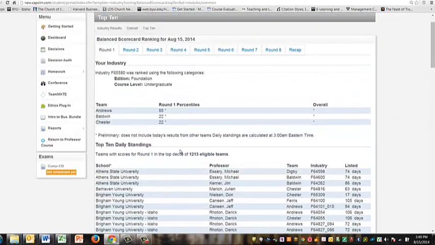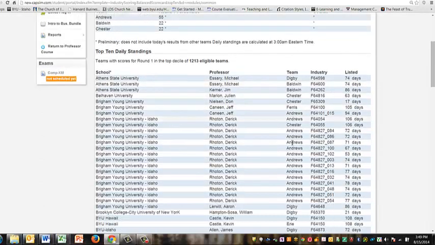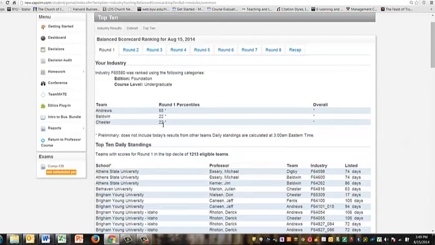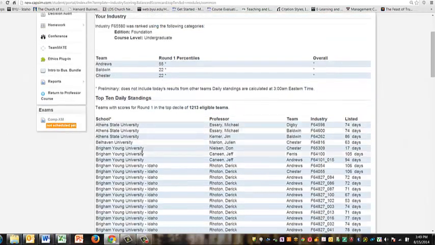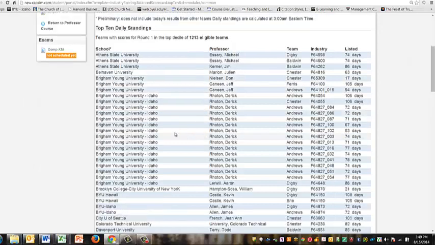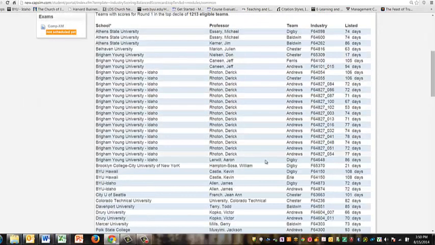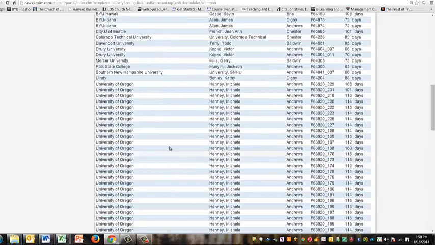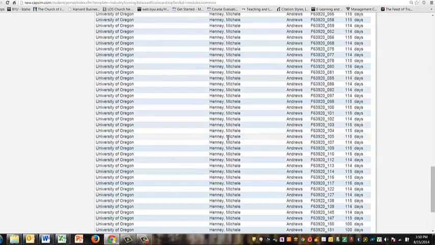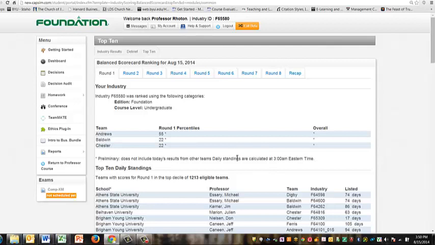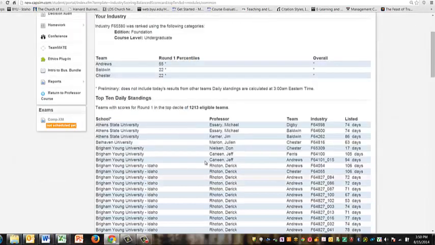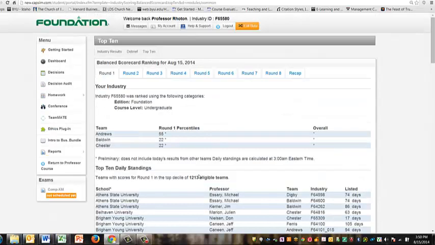If you make it into the top 10, the 90th percentile or higher, you will actually be listed on the top 10 leaderboard. You see the Athens State, Brigham Young University, they also use the simulation, BYU Idaho, we use the simulation here, and University of Oregon, a number of different colleges use the simulation. But right now there's only 1,213 eligible teams that have been using it, and the top 10%, so basically 121 teams would be listed here.